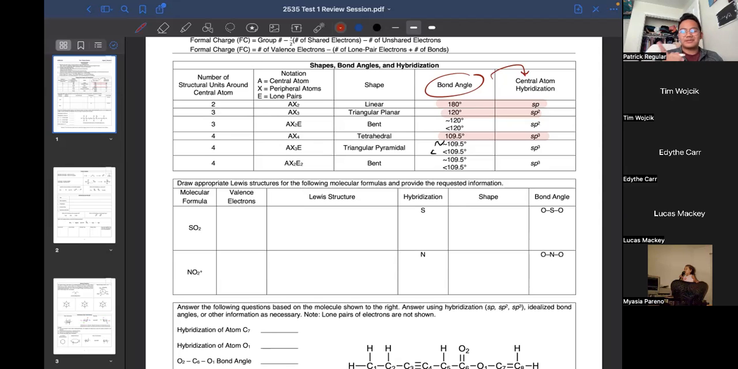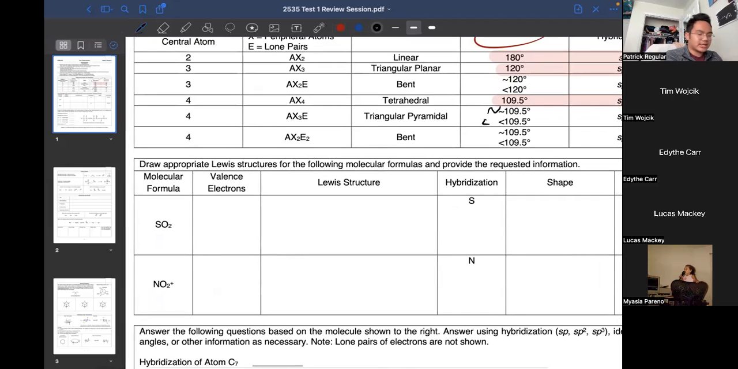Let's go and do this first one. Maybe you guys can have a better idea if you see it. So for sulfur dioxide, let's just work through it as if we're going through it on a normal problem set. So we have sulfur, which has 6 electrons, and oxygen, and we have 2 of those, and they each have 6 electrons. In total, that's 6, 12, 18 valence electrons. And our central atom is sulfur.